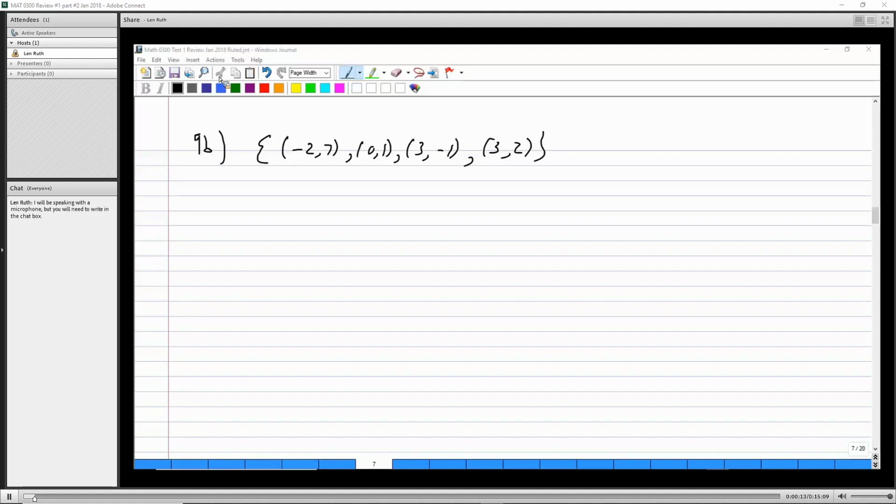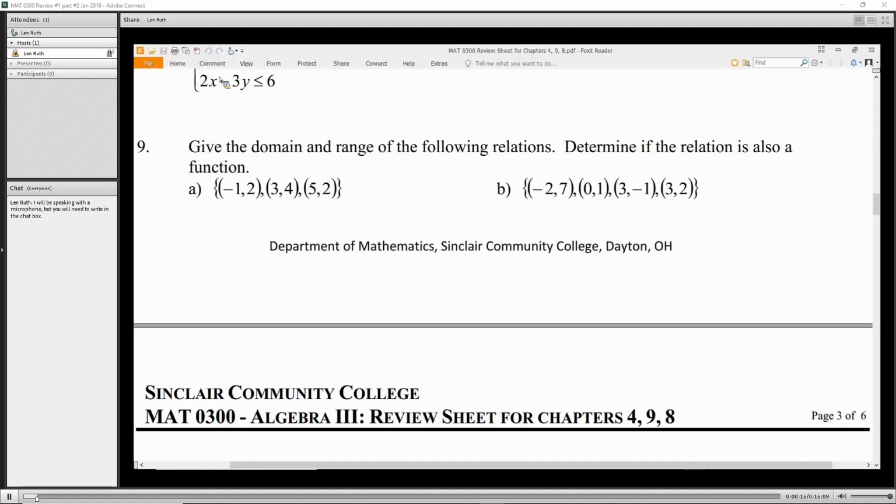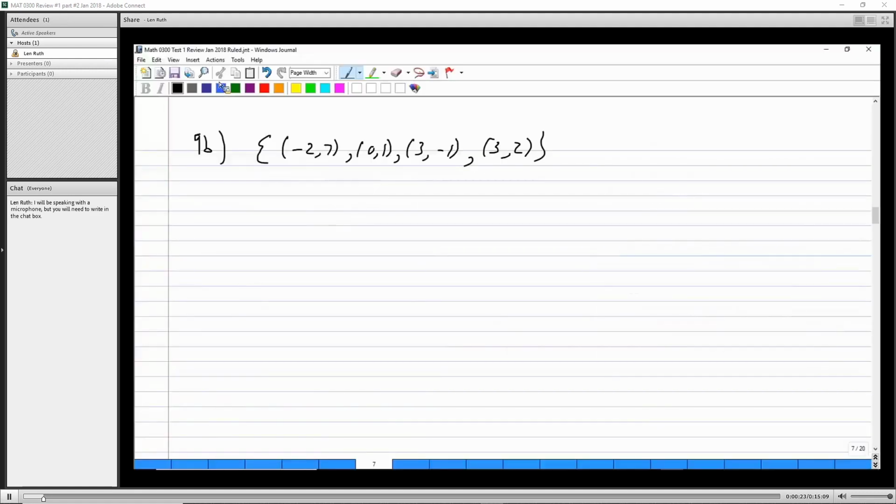So I was doing 9b, and we're trying to identify whether this is a function or not, and also identify domain and range. Basically the idea is each of these ordered pairs represents an input and an output. First number is the input to the function, and the second is the output. It's kind of like a machine. I feed the machine -2, it spits out 7. Feed the machine 0, spits out 1. Feed the machine 3, spits out -1. Feed the machine 3, spits out 2.